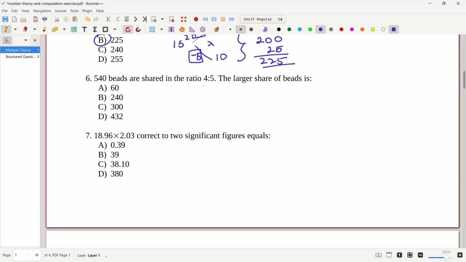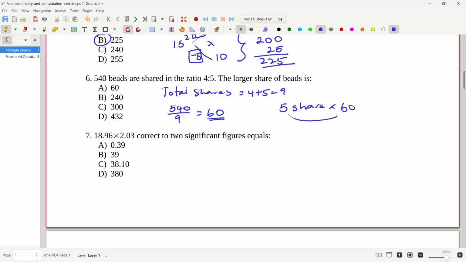540 beads are shared in a ratio of 4 to 5. The larger share of the beads is what? So we know that total shares is equal to 4 plus 5, which is 9. We're looking for the larger share. We know that each share inside of this will be worth 540 divided by 9, which is 60. So each share is worth 60. If I'm looking for how much 5 shares is worth, which is the larger share, then I simply multiply it by 60, and 5 6s are 30, with a 0, 300.